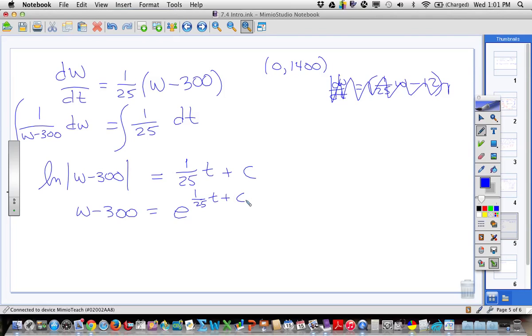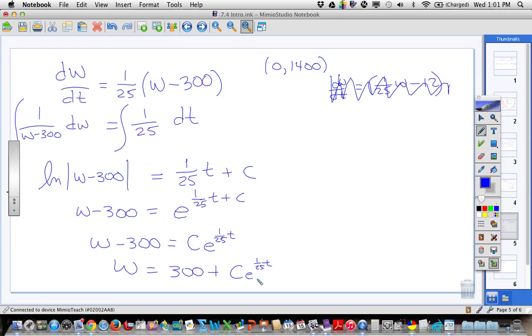And then that's that split apart thing that we talked about, right? So it's really just a c in front is all it is. W minus 300 equals c e to the 1/25th t. And then add the 300. And interestingly enough, doesn't that look like our Newton's Law of Cooling solution over here? Remember what that was? It was big T plus A e to the kt. And that's exactly what we end up with.